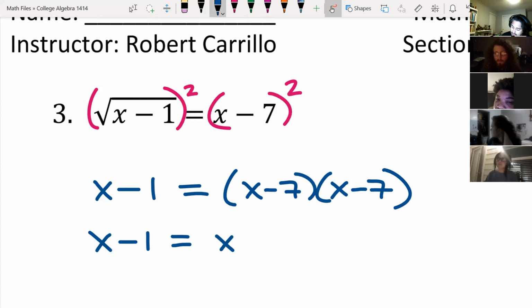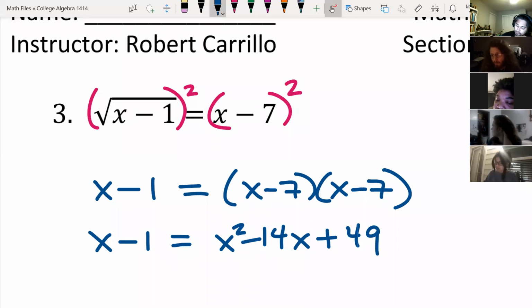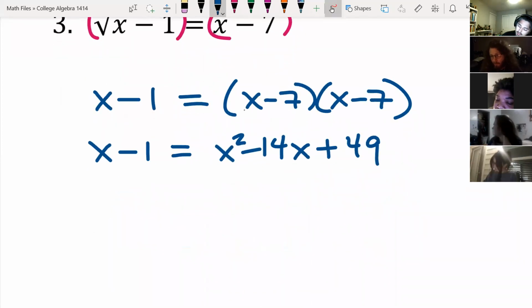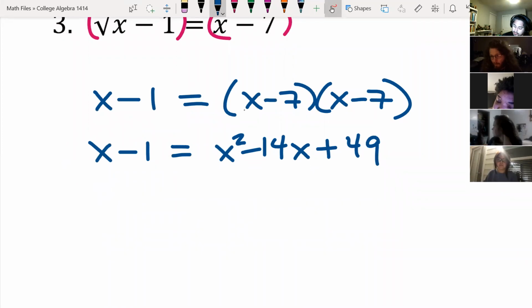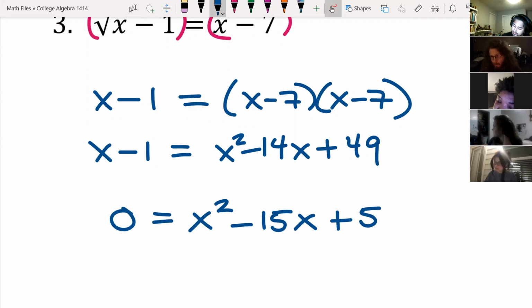FOIL this out. You should get x squared minus 14x plus 49. And then move x minus 1, move these over to the right side, so I get 0 on the left side. So if I move those over, I should get x squared minus 15x plus 50. Everybody good? Then we have a quadratic equation.